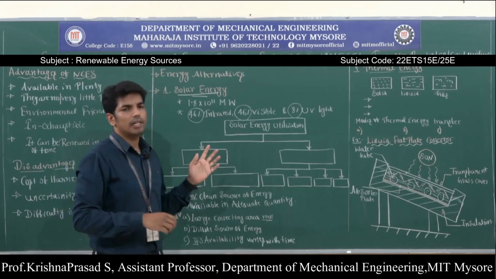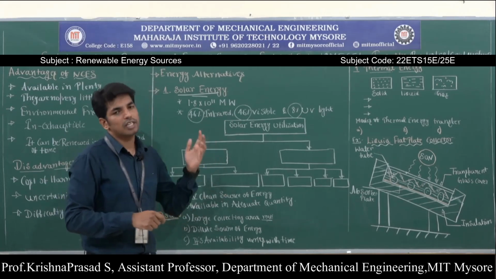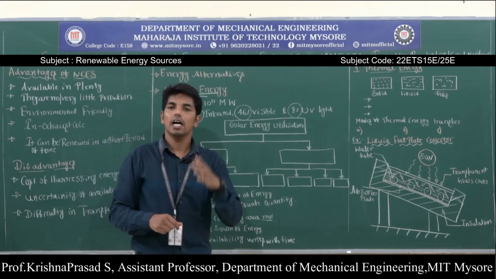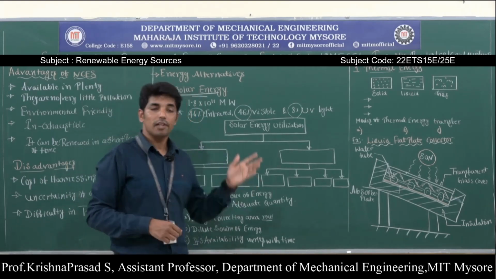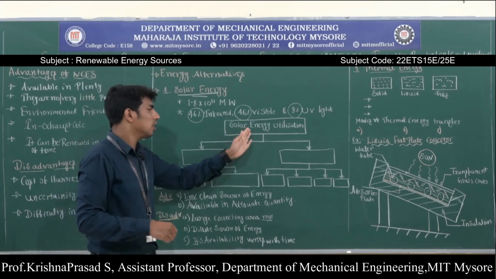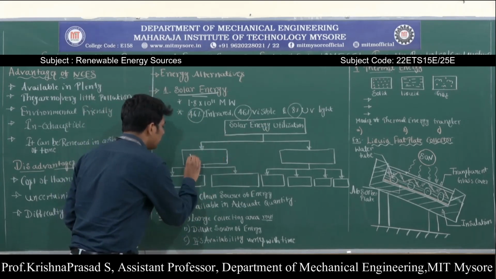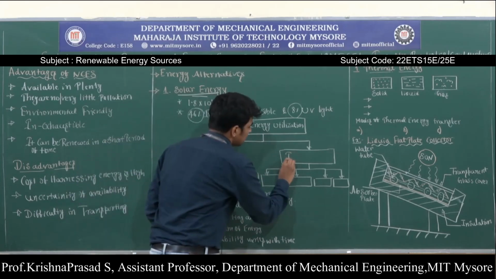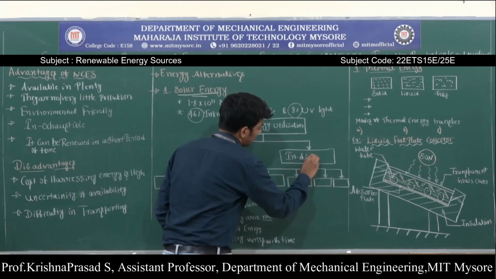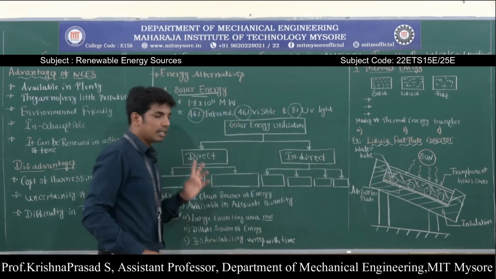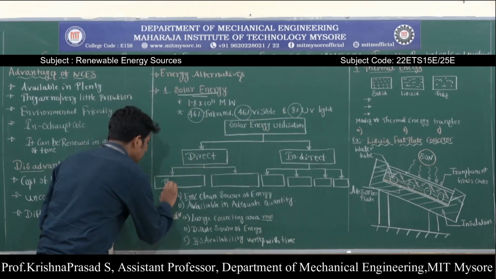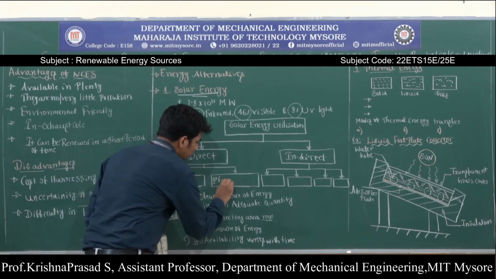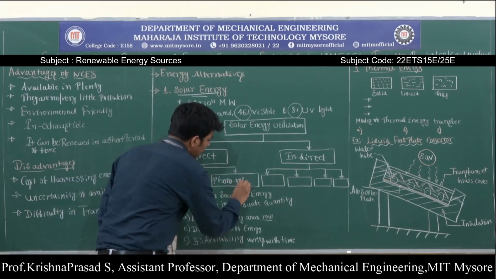And also very important, how to utilize this solar energy. Solar energy can be utilized either in direct or indirect form. So the very first important thing is solar energy utilization in the direct form, and another one is the indirect form. In the direct form, there are two types: one is thermal conversion, and another is utilization with the help of the photovoltaic effect.